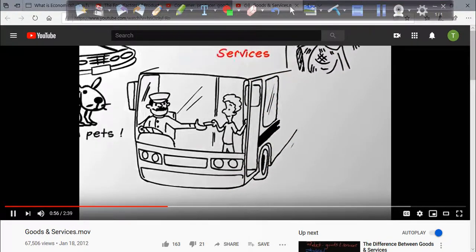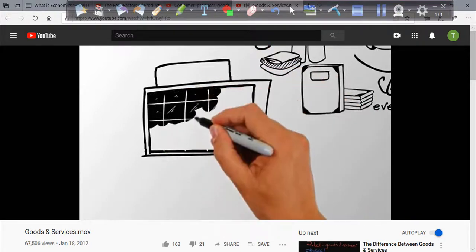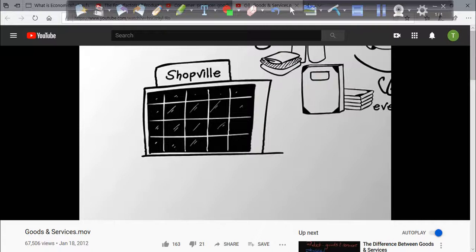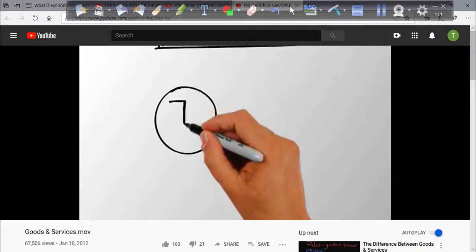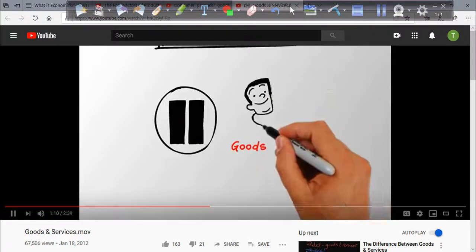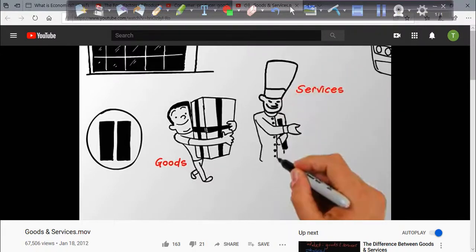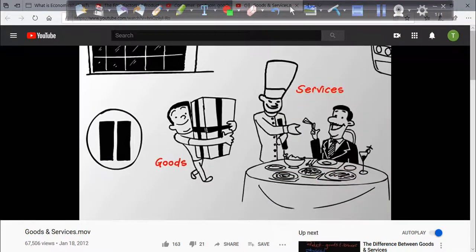Let's look at some more examples. Every day in Shopville, people are buying goods and services. Let's look at some of the things they buy. Your teacher will pause the video and you can guess which ones are goods and which ones are services. Remember, goods are the things that you can touch, feel, and take home with you. Services are things that you pay people to do for you.